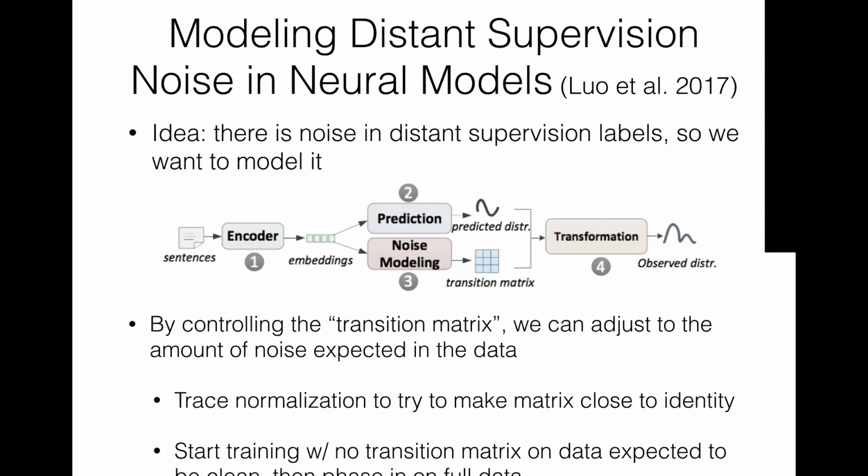Another thing is, as I previously described, the first module, the encoder and prediction module, can be trained beforehand without looking at the distant supervision expanded training set. So if you already have some more reliable data, like gold data, then you can pre-train the encoder and the prediction module first, and then train the noise modeling part and the transformation part using the distantly supervised, less reliable data set.